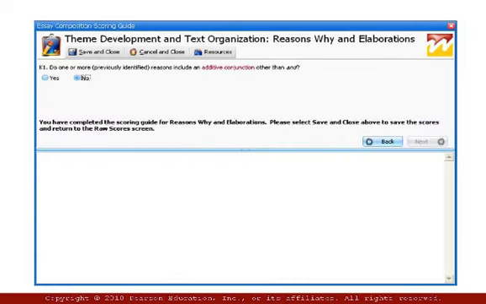Any other, like, do one or more previously identified reasons include an additive conjunction? Maybe I have a really long sentence. I talk about and, will also, or in addition to. You might be able to identify something else as a reason. In this case, we can't. So we hit save and close, and then you should get the actual scoring right here.